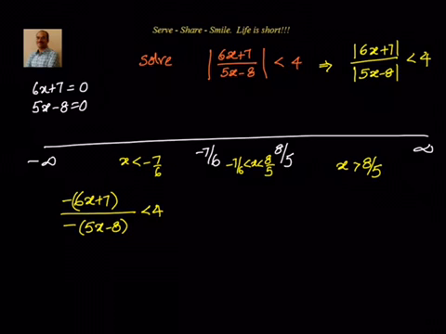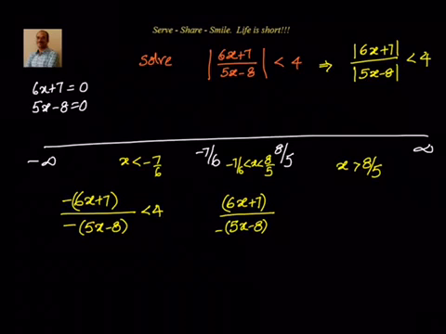Now let's go to the other one, where x is between minus 7 by 6 and 8 by 5. In that case what happens? Let's take a sample value between minus 1 and approximately 1.6. Why can't I take 0? 0 is part of this interval. If I substitute 0, I get the numerator positive because x is greater than minus 7 by 6, but the denominator is negative. So the numerator is positive, the denominator is negative. That means the absolute value of 6x plus 7 is 6x plus 7 because that is greater than 0, and the absolute value of 5x minus 8 is minus of 5x minus 8 because x is less than 8 by 5.